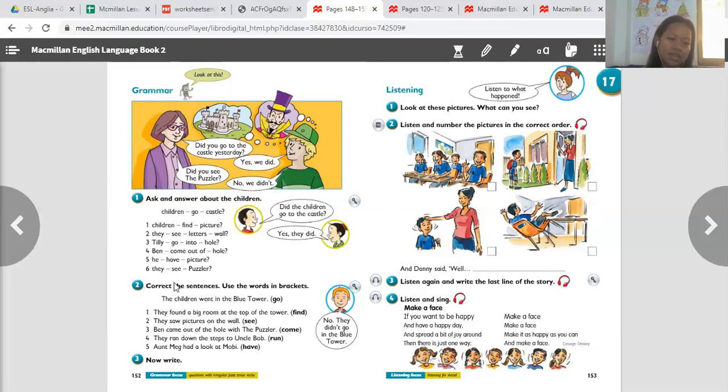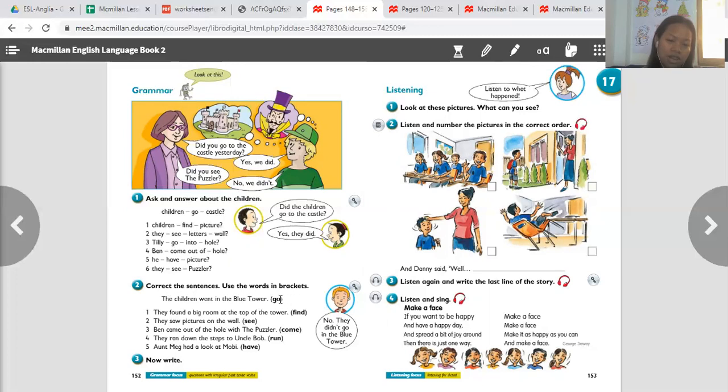Next, correct the sentences. Use the words in a bracket. This is a bracket. In a bracket, this is a word that they want you to use. The children went in the blue tower. So what do you say? Correct the sentence by using the word in a bracket. The children went in the blue tower.